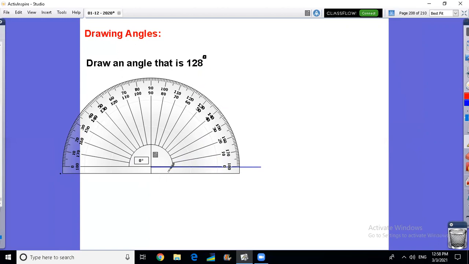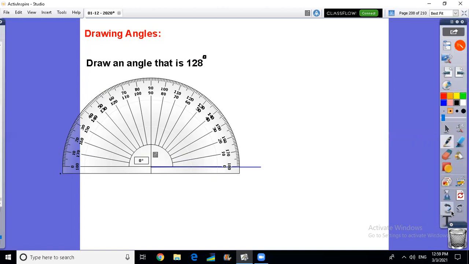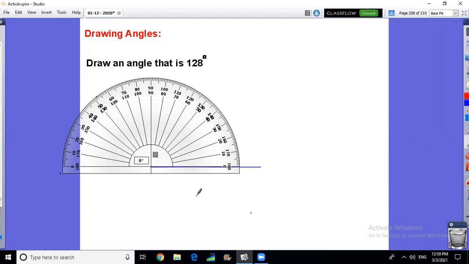Which zero did you start from? I started from this zero, which is inside. So I'm gonna follow the inside numbers here, the interior numbers 60, 70. So if I stop here, this is actually 60, not 120. 70, 80, 90, 120 is here, but they want 128. 125 is here. So the 3 more is here. This is now 129. 128 is here. That's it.